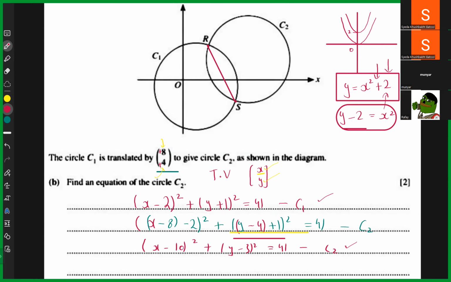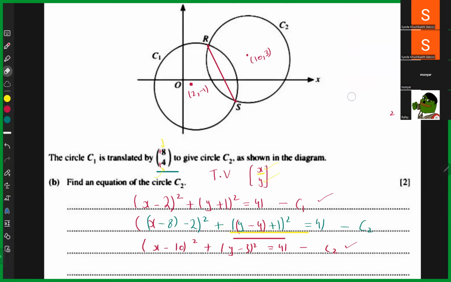I'm just adding something to the diagram so you guys can think in the right direction. The center was 2 and -1, and then this center was 10 and 3. The goal is to find out the equation of RS, whatever method you're comfortable with.